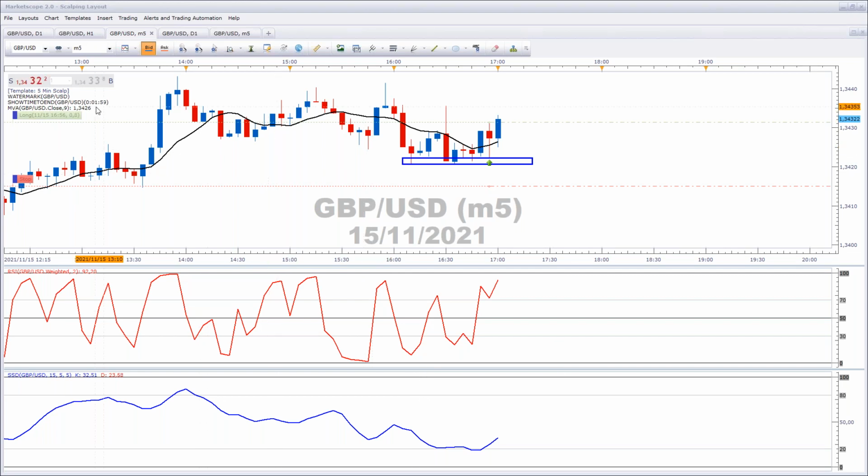Another 2 minutes here, and we're kind of looking for 3 to 10. Sometimes we've been fortunate to get more, but I think 3 to 10 consistently throughout the day is what you would look to be doing as a scalper.